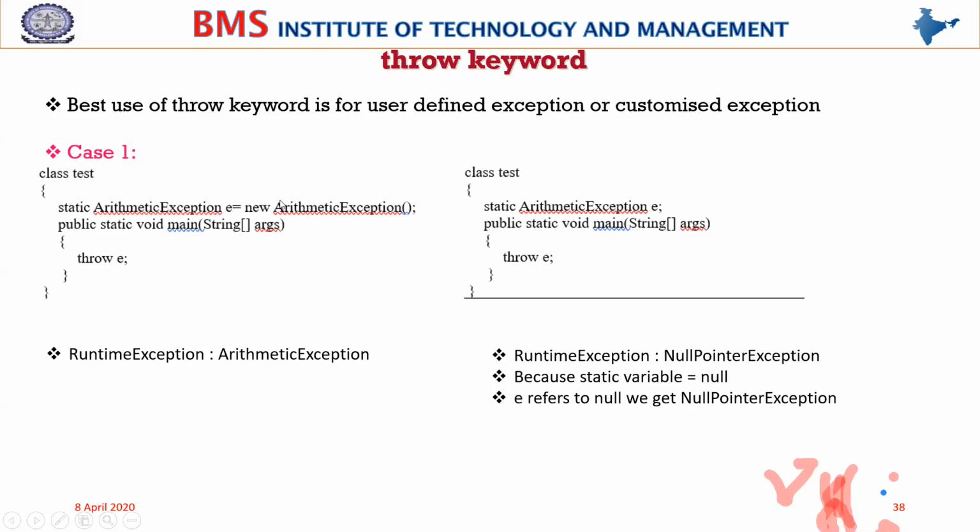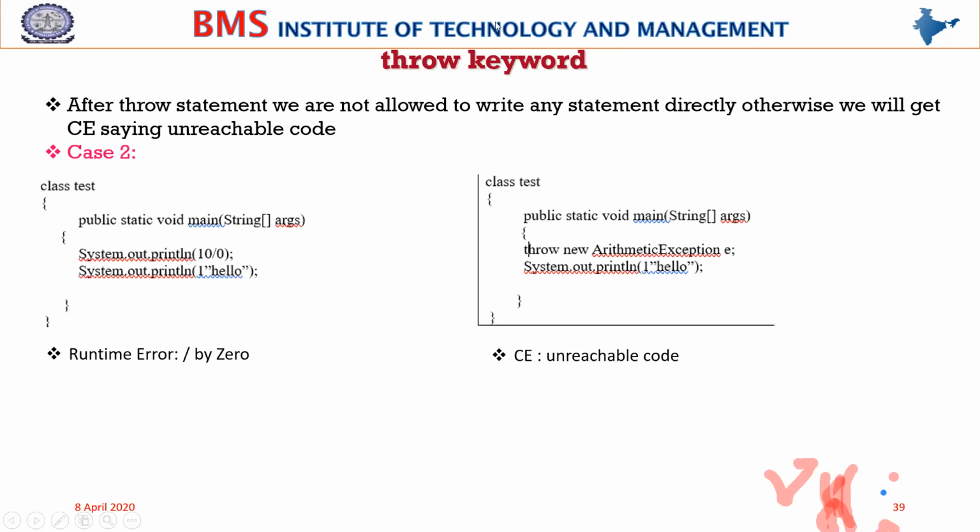What if we create an object? What if we don't create an object? What type of exception will be displayed on the screen? To show the difference between those two things, this example is being given. So the second case which I want to highlight is that after a throw statement, we are not allowed to write any statement directly. Otherwise, we get a compilation time error saying unreachable code. So let us take this sample example.